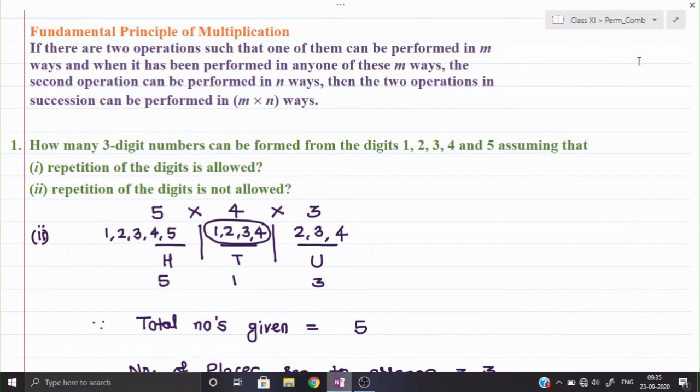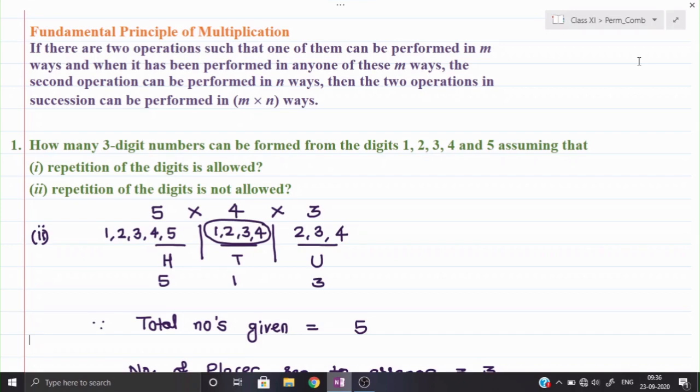I have explained how we can arrange all the three places: 100s, 10s and unit place. As you can see, on the 100s place all 5 numbers remain available because no number is used anywhere, so this place can be arranged in 5 different ways. Now when I go to the 10s place, only 4 numbers remain because one number is utilized at the 100s place. For example, I have written the number 5.